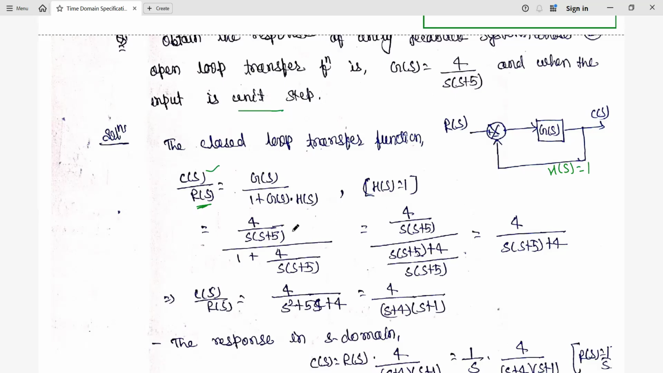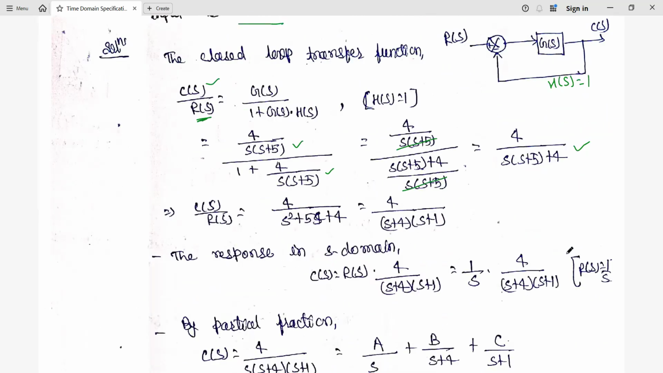Finally we have to substitute the G(s) value. Again, we are going to take the LCM and cancel out the common terms. This is the final closed loop transfer function, 4 upon s(s+5) plus 4. Further, we simplify, so we have the characteristic equation s square plus 5s plus 4. We factorize this again and get (s+4)(s+1).